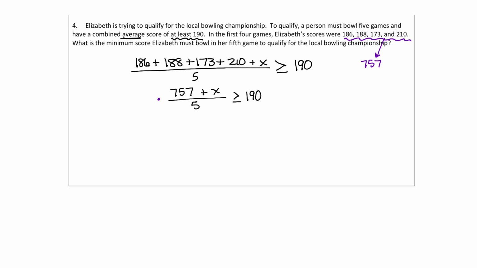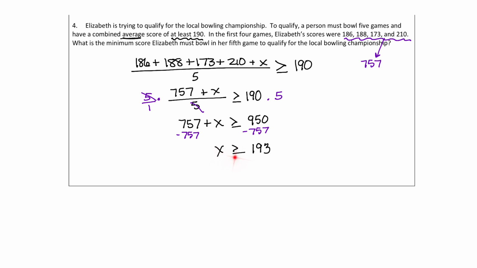Okay, so times both sides by 5 to get rid of the fraction. Now remember, this is 5 over 1, so we're canceling the 5s, leaving the 1 behind, and we don't need it because it stays in the denominator. It's greater than or equal to 950. Okay, minus 757. So we get x is greater than or equal to 193. So what does this mean?